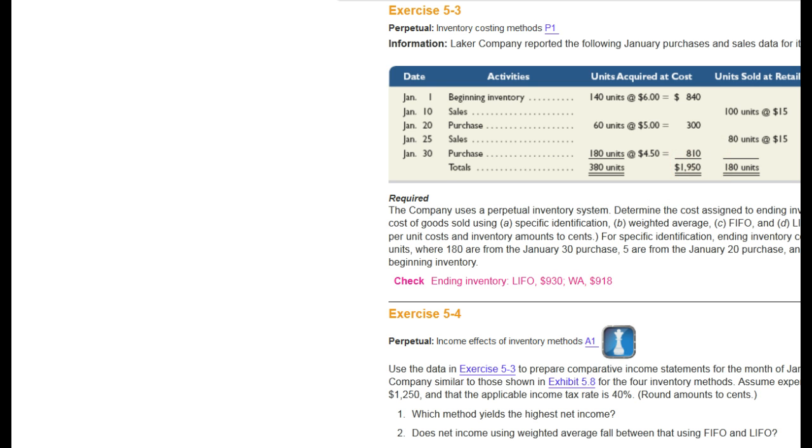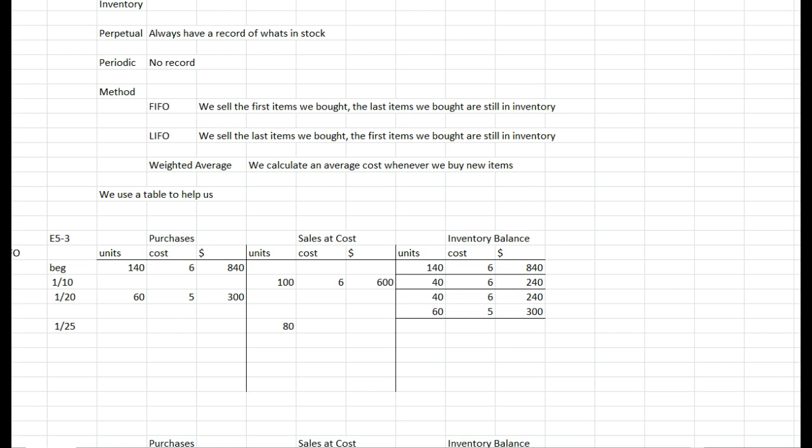We'll start with FIFO, first in, first out. So here's the record of where we started, 140 units. And I put together a little table to help us. This table has 3 sections. Each section is 3 columns. So it's our purchases and beginning inventory, which starts with the units, cost, and total dollars.